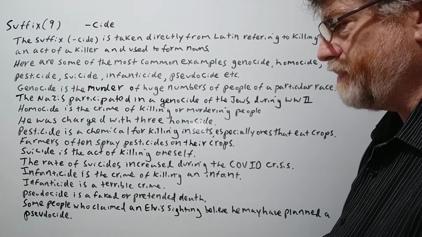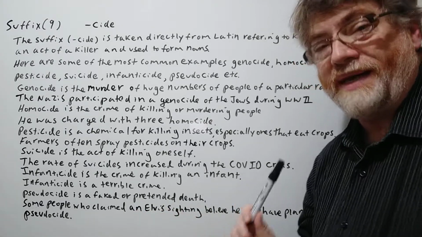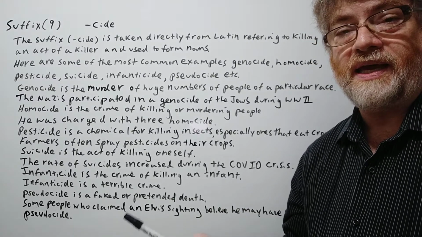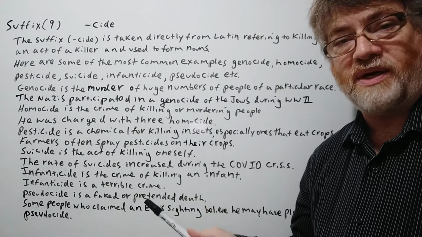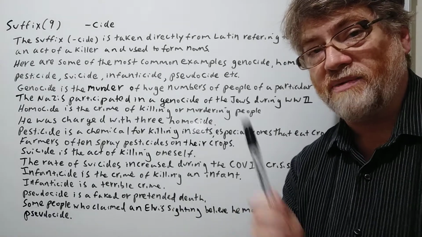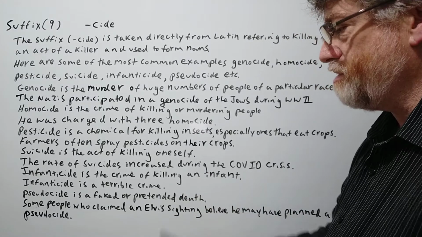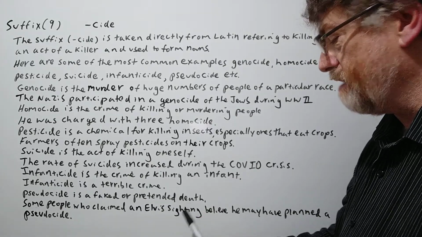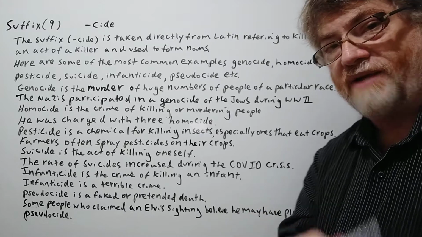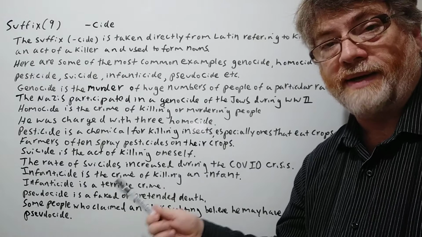All right, let's continue. Pseudocide. Pseudocide is a faked or pretended death. So if there was somebody who, for whatever reason, wanted to disappear, wanted to pretend that they died, or wanted somebody at least to think that they were dead, they may do a pseudocide. Okay, here's the example. Some people who claimed an Elvis sighting, that they saw him, of course, after his death, believe he may have planned a pseudocide.